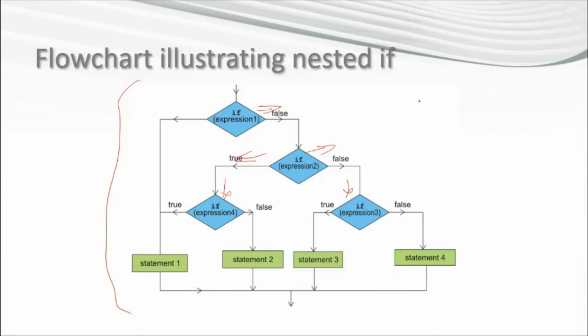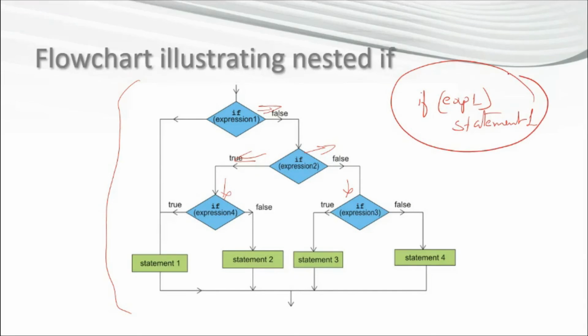That is, this is something like this: if condition, expression 1. If this is true, in that case, statement 1. That is how this is being expressed. And if this is false, then only expression 2 will be evaluated. So that is the way this particular flowchart is designed.